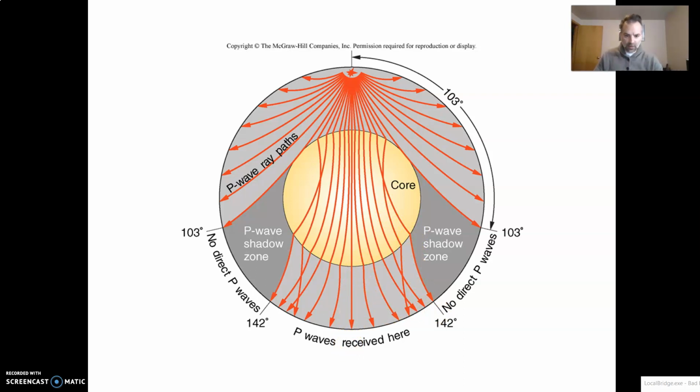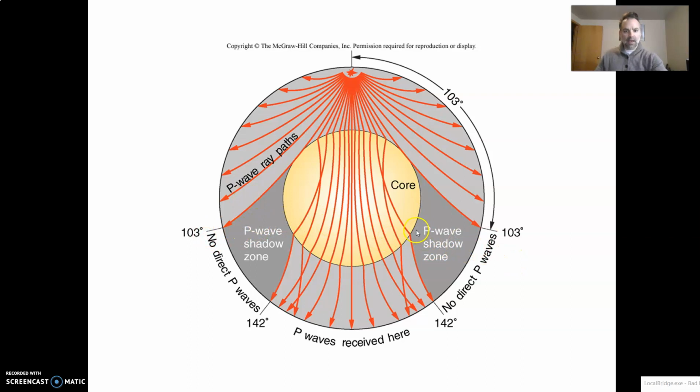Both solids and liquids. So the waves are actually penetrating through the liquid outer core, and then they're going through the solid inner core, and then the P waves end up on the other side of the Earth. So there is a symmetrical P wave shadow zone that occurs on both sides of the Earth here.